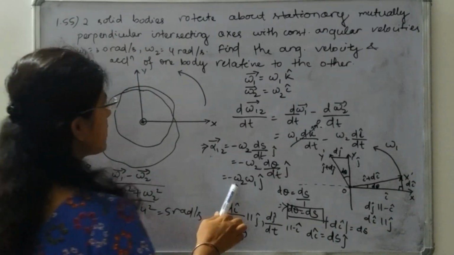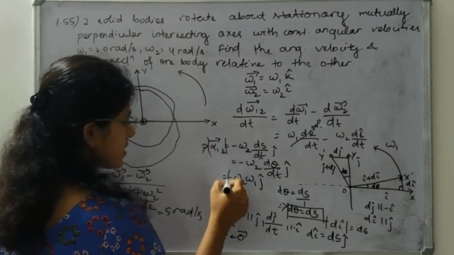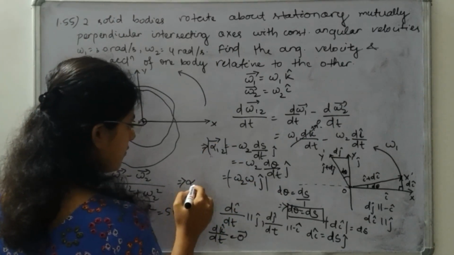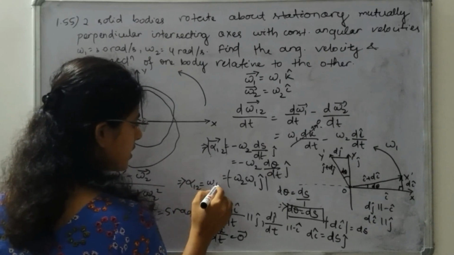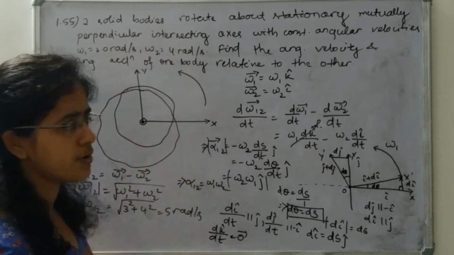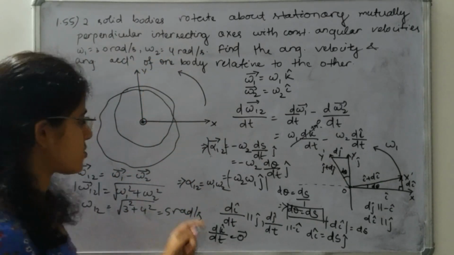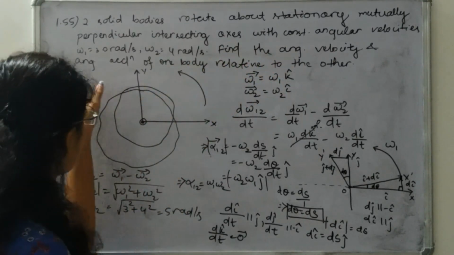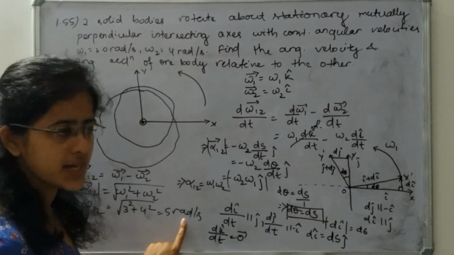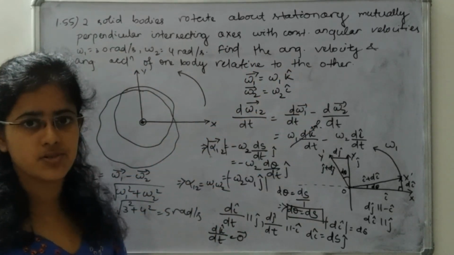Here we have to calculate the magnitude. So the magnitude of alpha 12 is equal to omega 1 into omega 2. Omega 1 is 3, into 4, is equal to 12 radian per second square. So we have derived here the relative angular velocity, that is 5 radian per second, and the relative angular acceleration, that is 12 radian per second square.